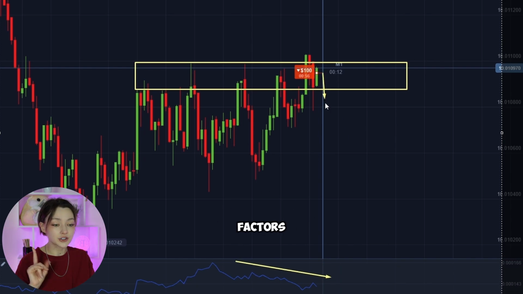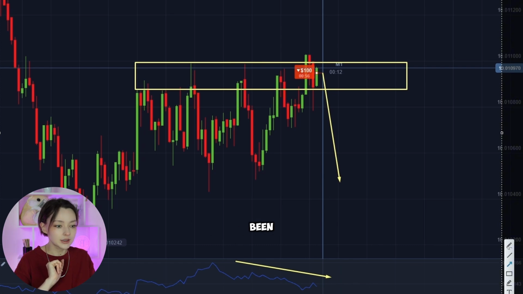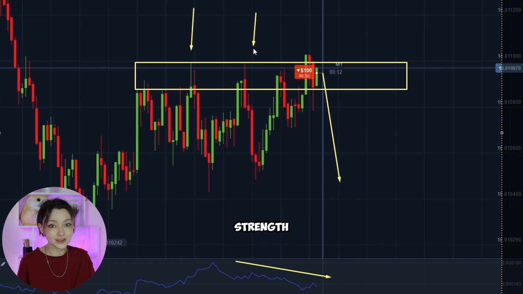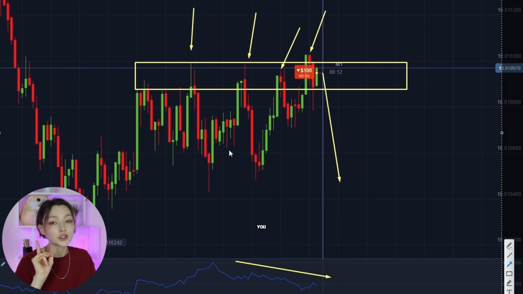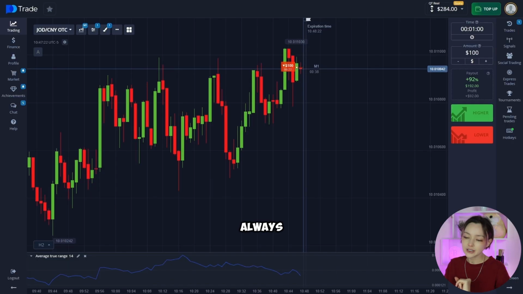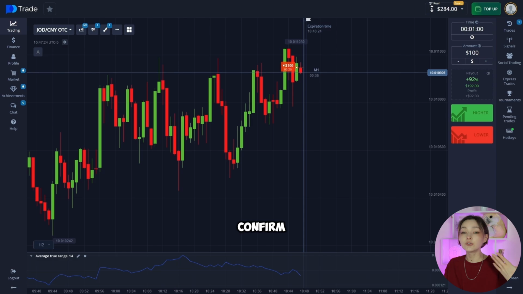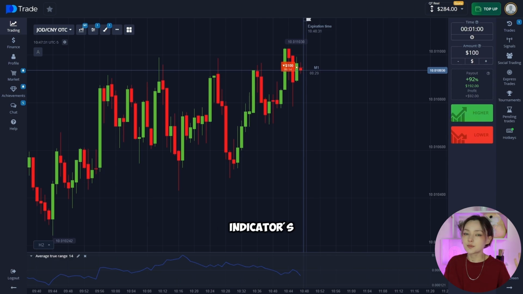As confirming factors, I can note that there have been a lot of pullbacks from this level, which once again confirms its strength. Let me give you guys some piece of advice, by the way. Before you place your trades, you should always look for secondary factors that can confirm your entry point. These can include candles, price levels, as well as the indicator's past performance. So yeah, it's very important.